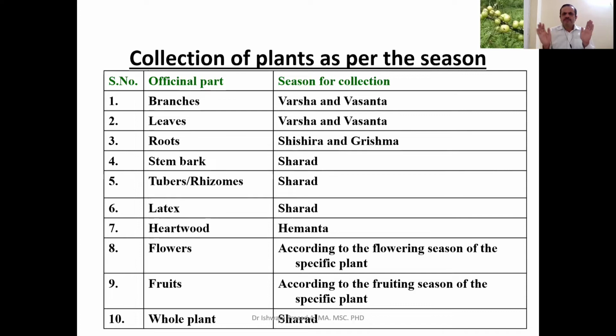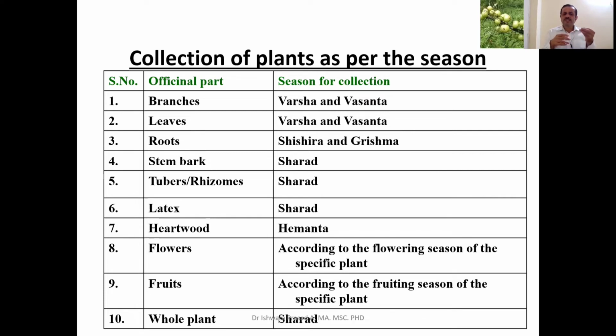Then collection of plants as per the season. Based on the season also, plants are collected. In Varsha and Vasanta season, branches are collected. In Varsha Rutu and Vasanta Rutu, leaves are collected. In Shishira and Grishma, roots are collected. Shishira Rutu and Grishma Rutu, roots are collected. Sharad Rutu, stem bark. Then tubers and rhizomes also in Sharad Rutu, and latex in Sharad Rutu. In Hemanta Rutu, heartwood is collected.